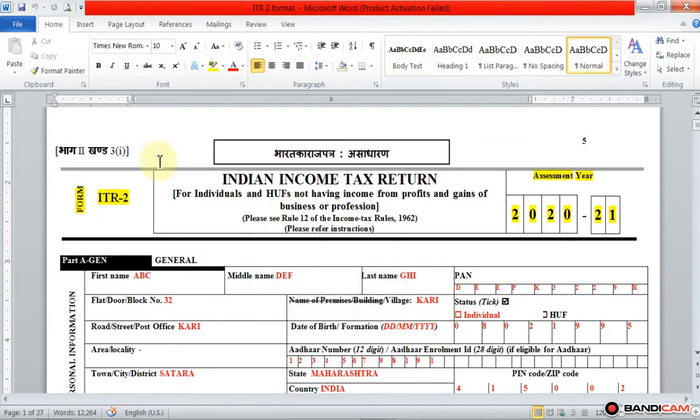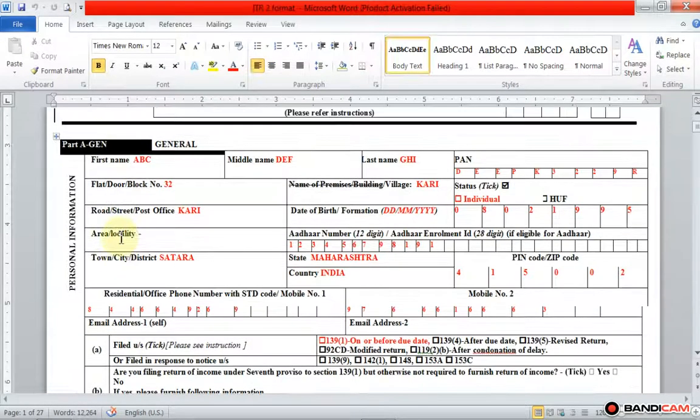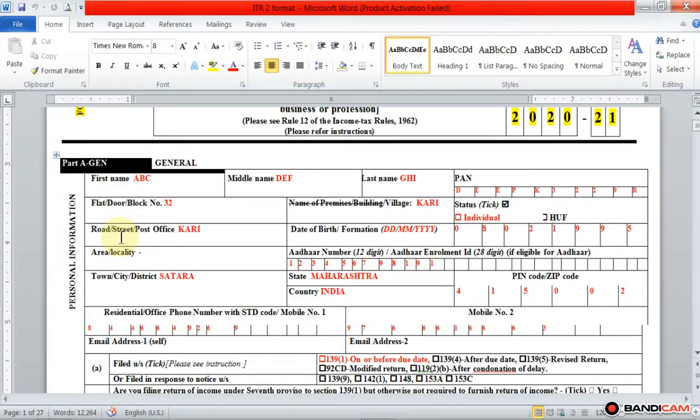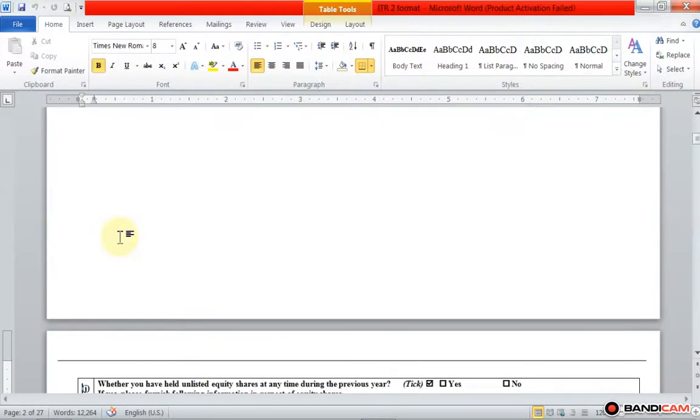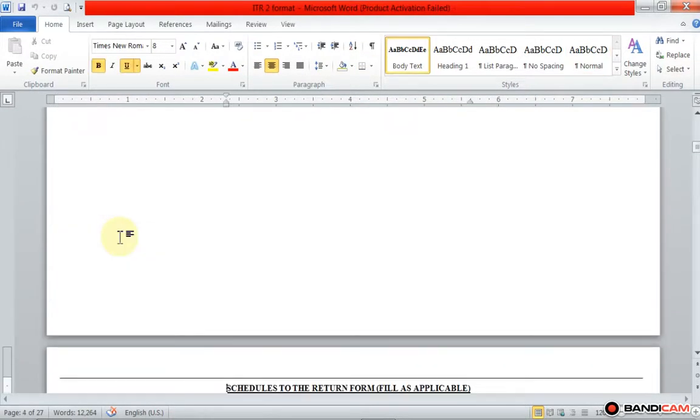Here we discuss ITR 2, that is Part A, general information. General information includes name of assessee, PAN card of assessee, address, date of birth, then status, mobile number.